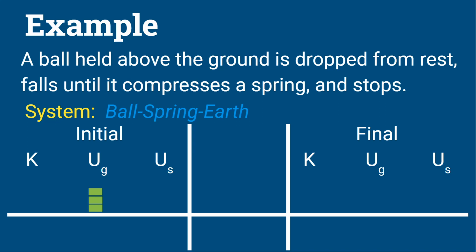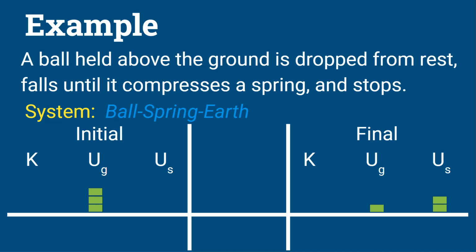Okay, if it compresses a spring and then stops, first of all, I know I have a compressed spring, but I also know that because it's on a spring, it's not on the ground. And so I would still technically have some amount of gravitational potential energy. I don't know exactly how much because there aren't any numbers, but the remainder would be stored in the spring as elastic potential energy.